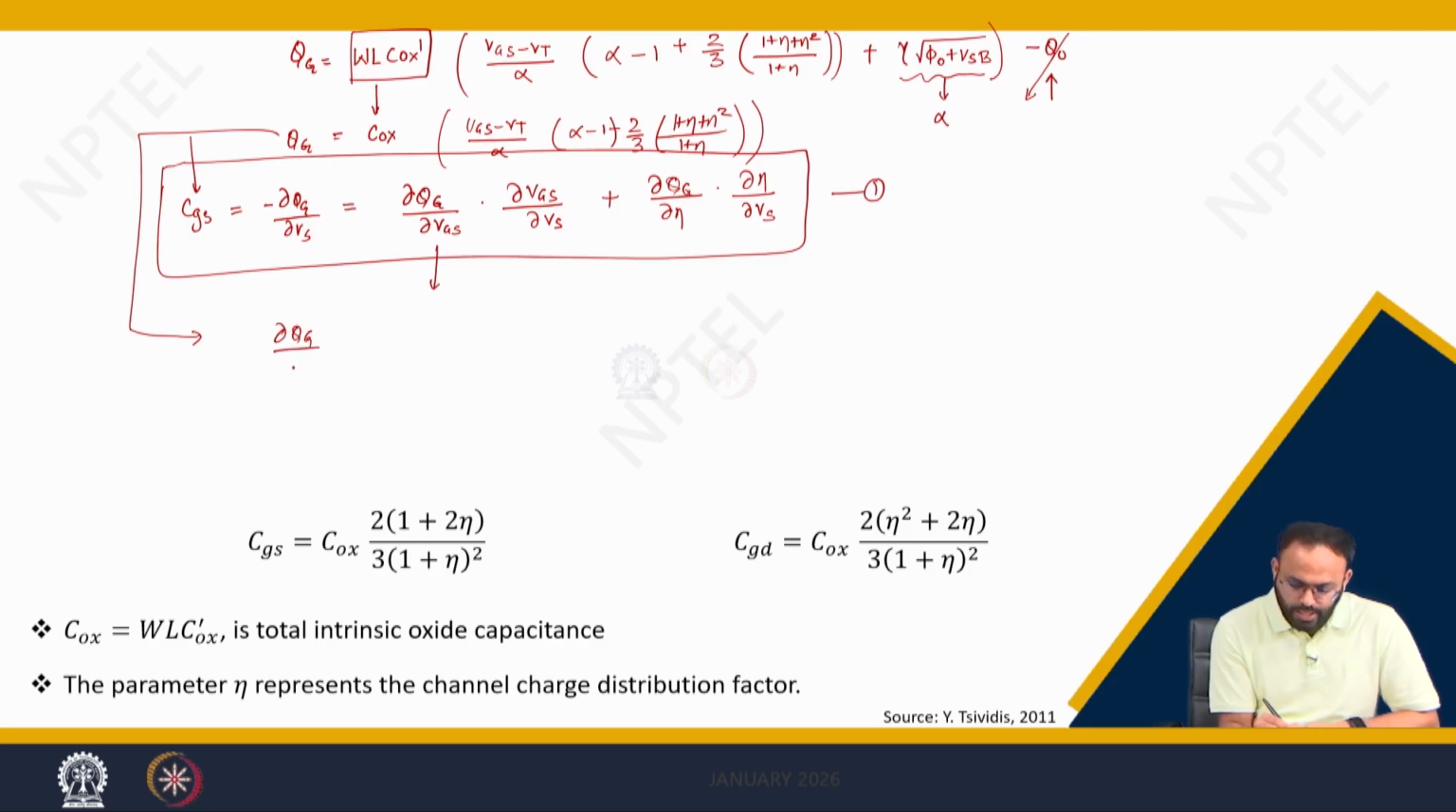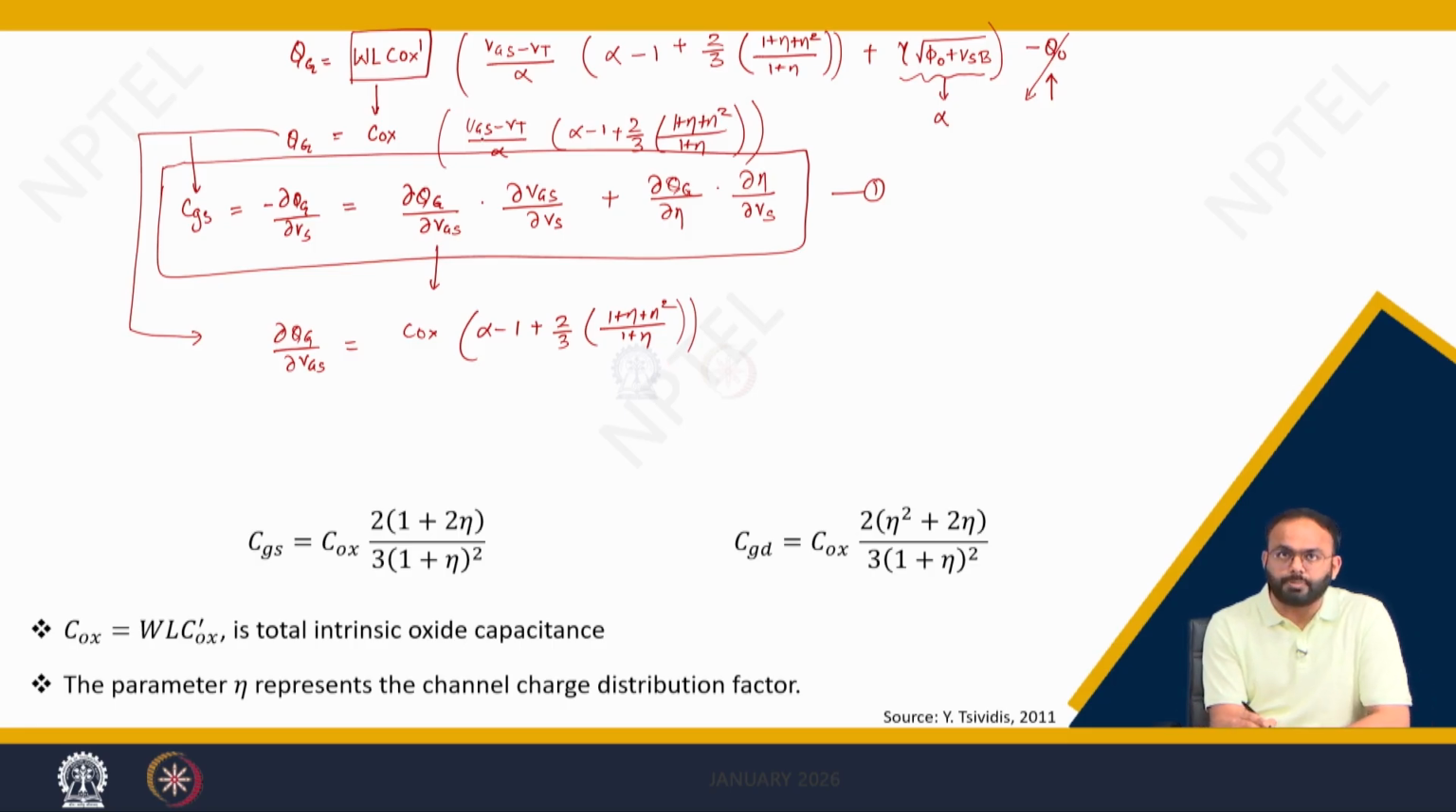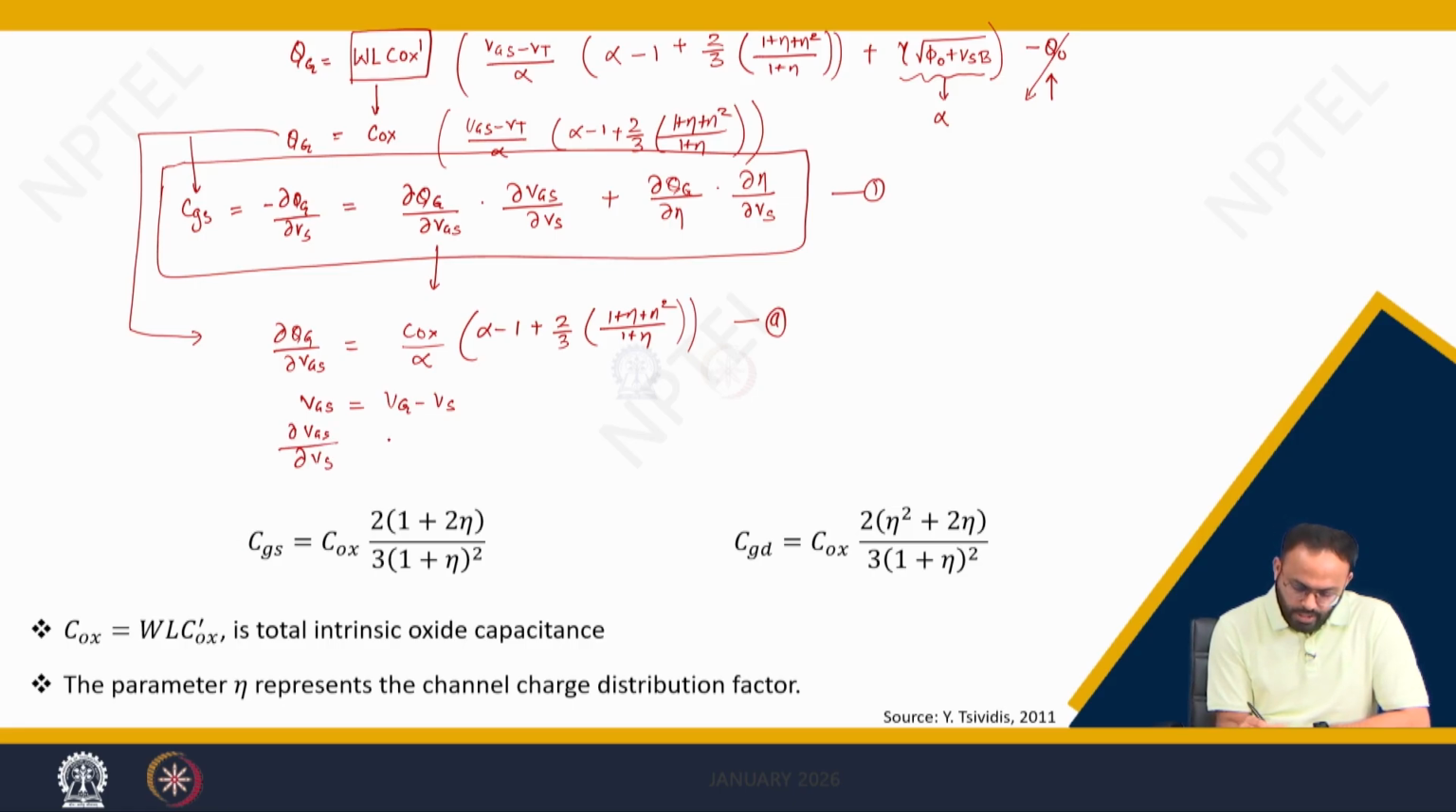delta QG divided by delta VGS will give you COX into alpha minus 1 plus 2 by 3 into 1 plus eta square divided by 1 plus eta, and as you are doing differentiation with respect to VGS, you will get what? Alpha. So let us consider this as equation number A. Now delta VGS with respect to VS is what? VG minus VS. If you differentiate with respect to VS, you will get what? Minus 1. Equation number B.